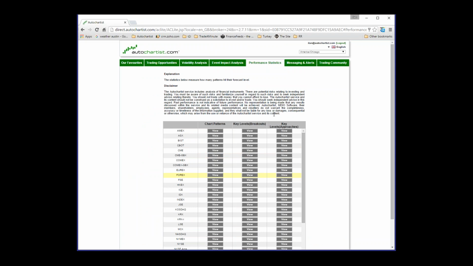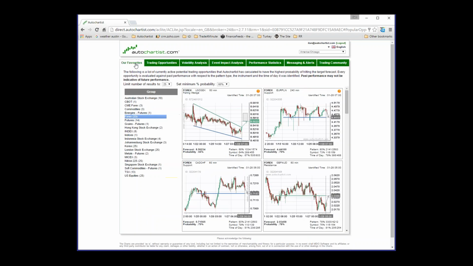Okay, so now, you're wondering, what are we doing with these performance stats? Do I need to print them out? And I used to say, yes, what you need to do is go into these performance stats, actually make a printout, and have them next to you. But what the smart guys at Autochartist did is they created this new section, which we call Our Favorites. And Our Favorites basically combines the trading opportunities together with the performance statistics.